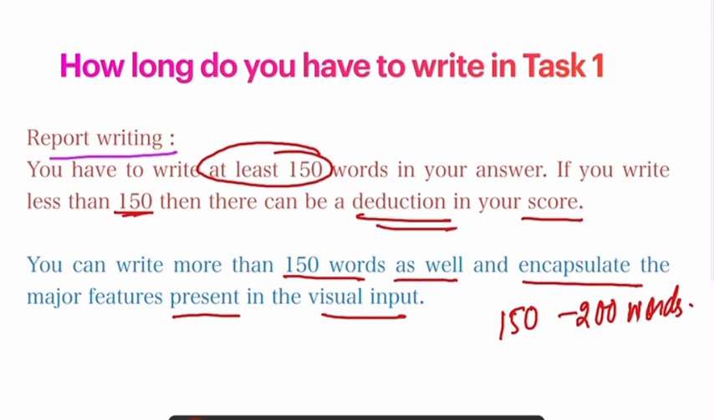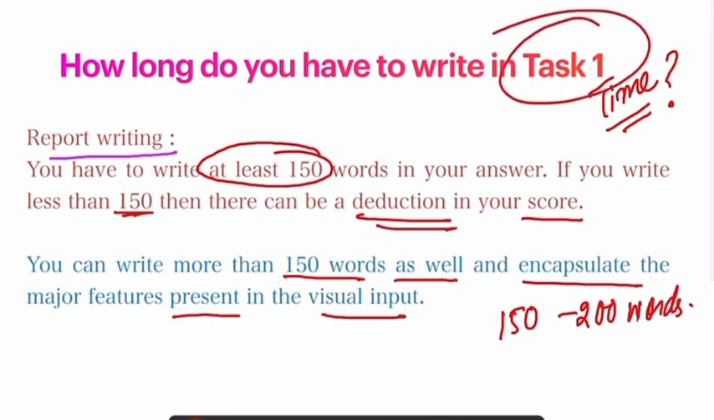Now the next question is about time. So how much time should we denote to the task 1 out of the 60 minutes which we are given for the task 1? So we should try to finish our report writing by 20 minutes so that we can save the rest of the 40 minutes for task 2, as naturally the word length for an essay is more as compared to the task 1.